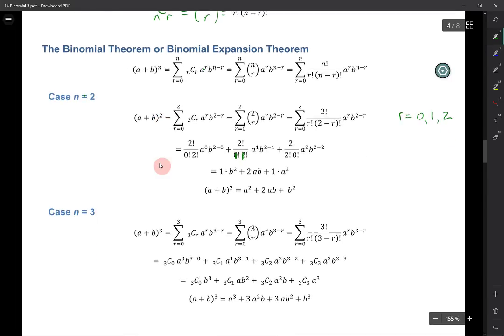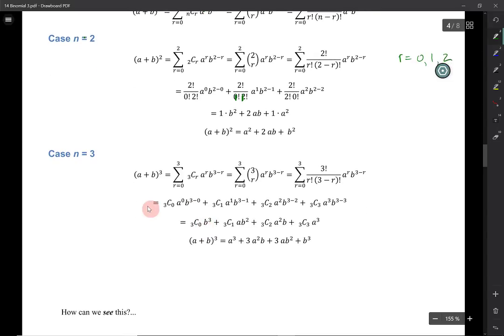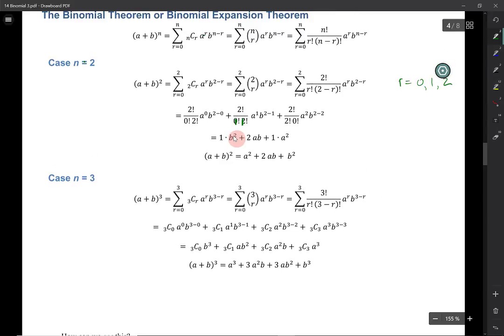Okay, so the next one up, n equals 3. You might remember that a plus b cubed is a cubed plus 3a squared b plus 3ab squared plus b cubed, right? And if you didn't remember that, you could simply do it directly, multiply the whole thing out. But it's also possible to get it from the theorem, and so we'll just go through that very quickly.